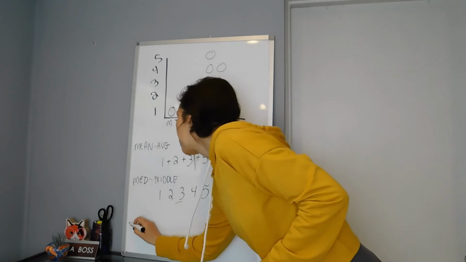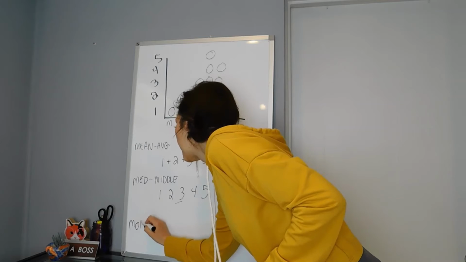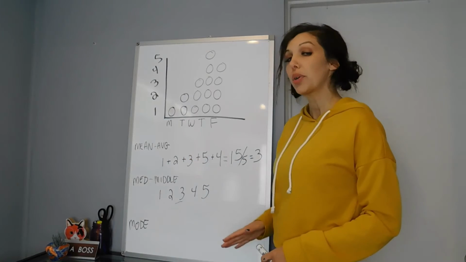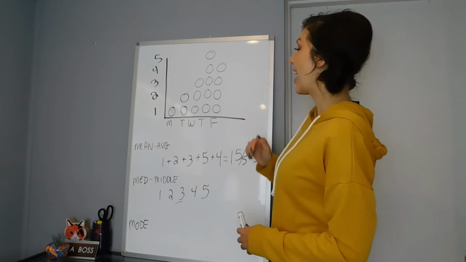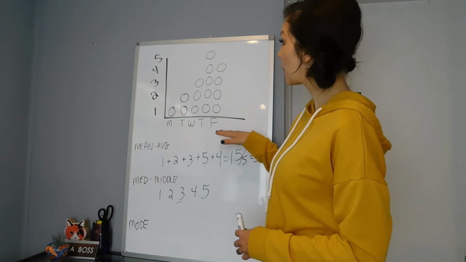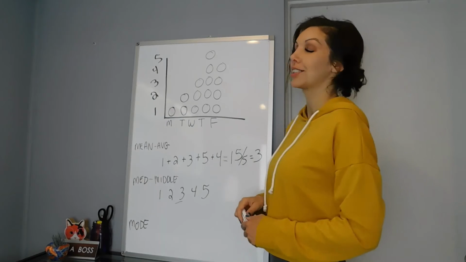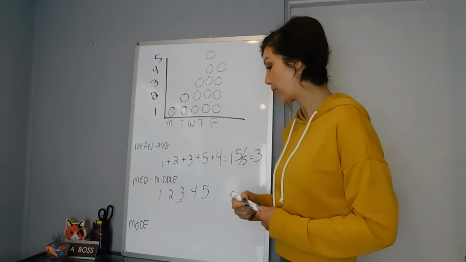Then we have mode. So mode is the frequency or the number that occurs the most. And the number that occurs the most this week is 5 cookies. So our mode would be 5.